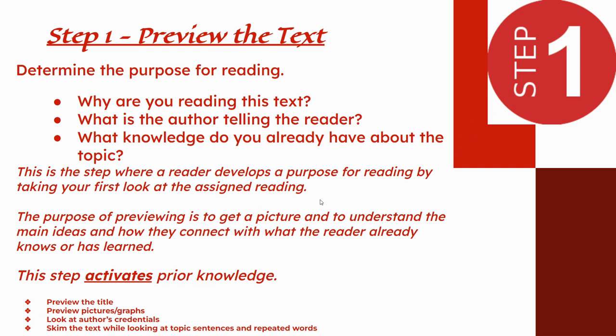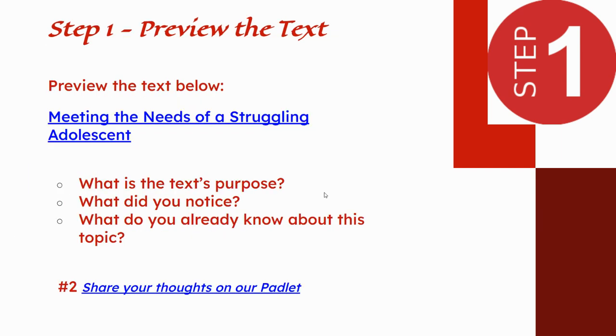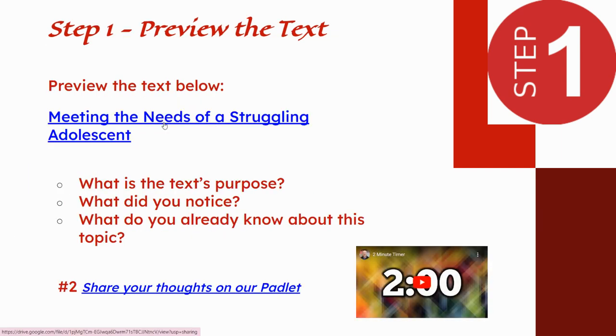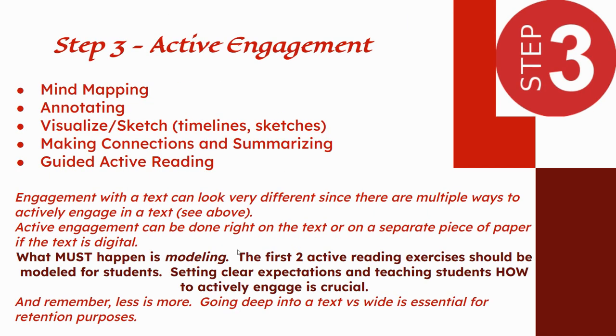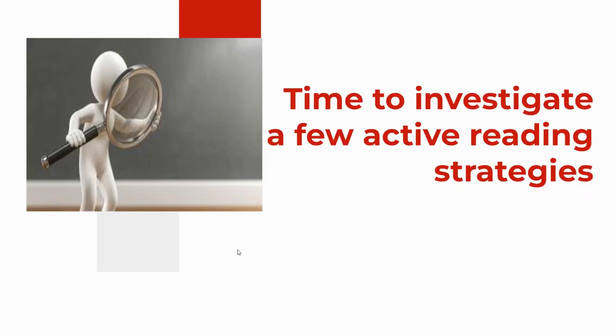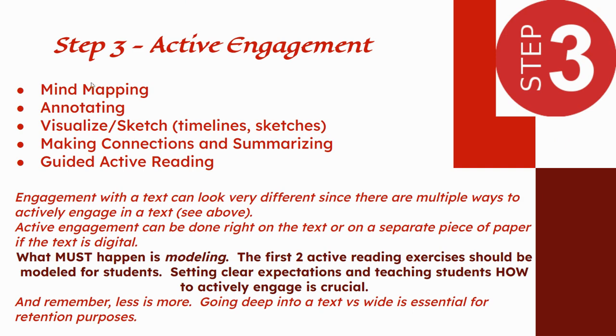Here's the next chapter. We will be exploring the steps of guided reading and active reading. There are three main steps we will look closely at. This is an article you will be reading to practice these steps and sharing your response on the Padlet. Step 2, step 3 to process. And then we will really be looking at the active engagement strategies, which is step 3. We will be looking at these 5 in depth.